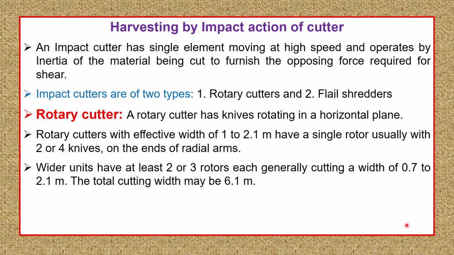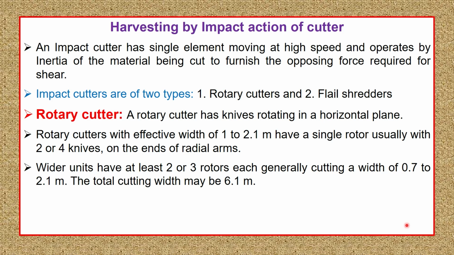Harvesting by impact action of cutter involves a rotating unit having blades, and whenever the blades hit the crop, it will be cut into pieces. Any equipment that uses such a mechanism for harvesting is called an impact action cutter, or impact action involving cutting equipment or cutting machines.